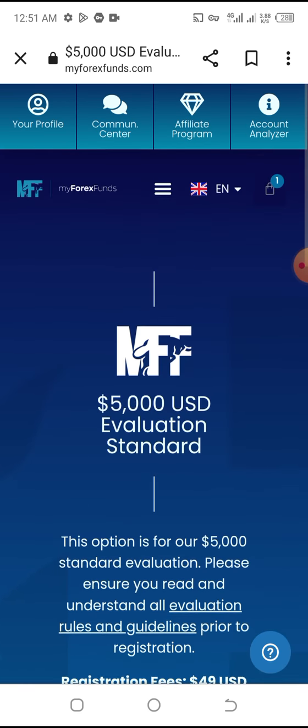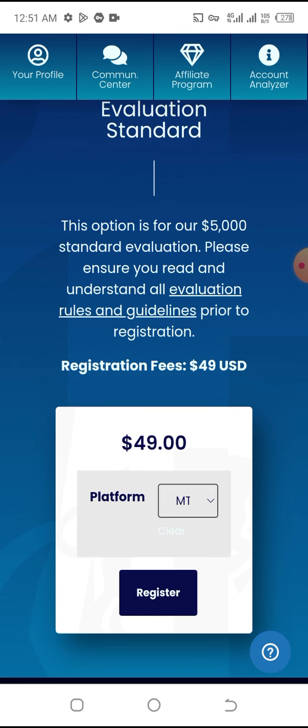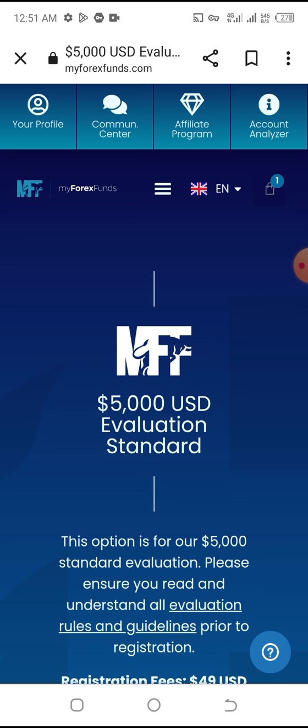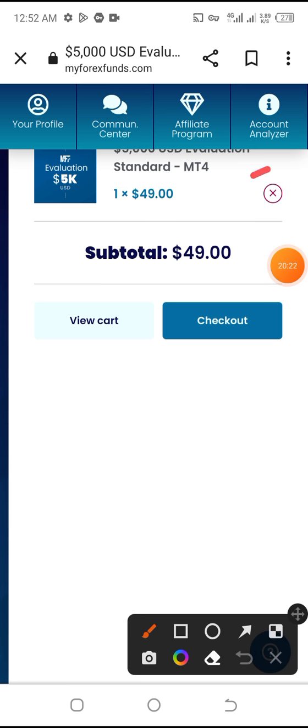Okay, now after you've selected plan, there is one mistake that people make so much. You come to platform, you can either choose MT4 or MT5. Me, I choose MT5. So before clicking register, sometimes people end up buying many accounts. So you first come at this corner here where there is a padlock. Okay, you see there is only one, only $49. Sometimes you can find there are a lot of orders here that you have not bought, and you will end up buying a lot of accounts without knowing. So you just come and click this X here. If there are many orders, you click them by canceling them.